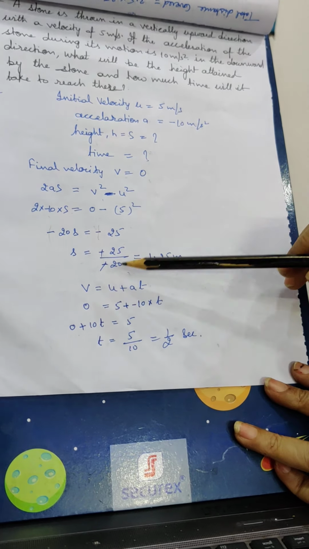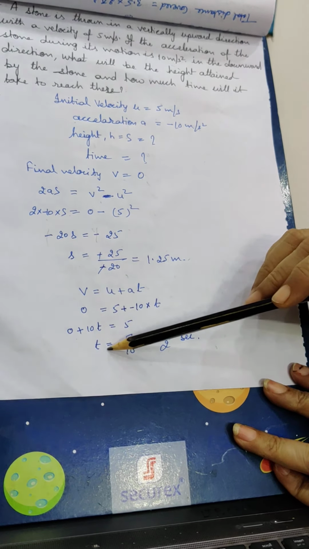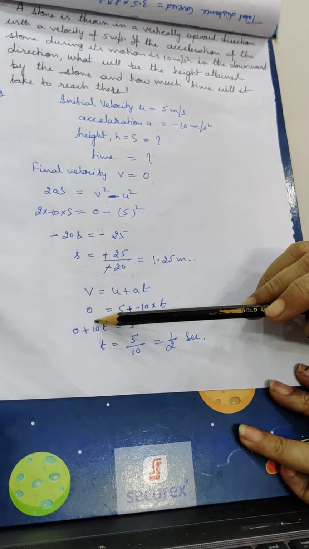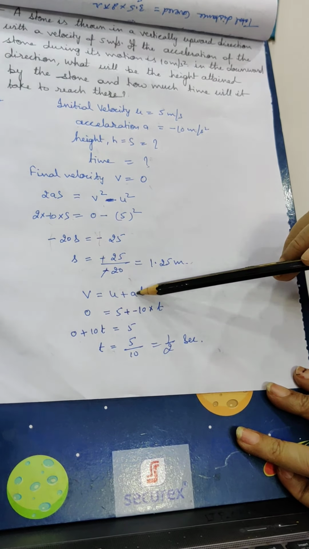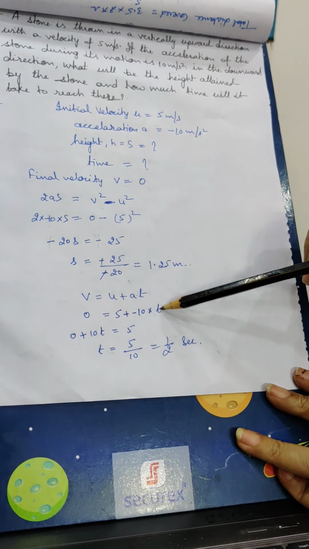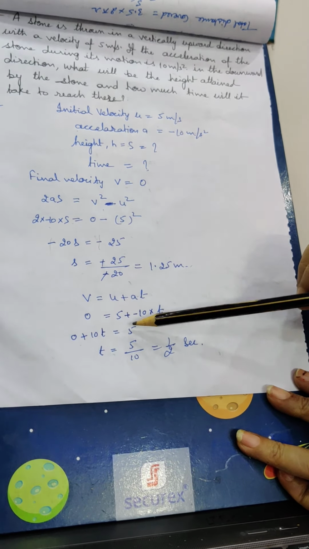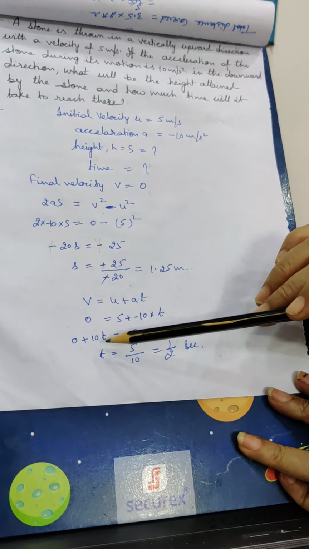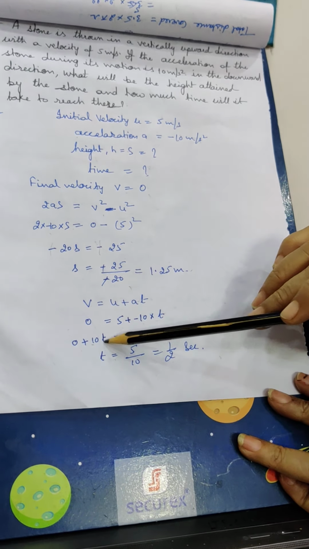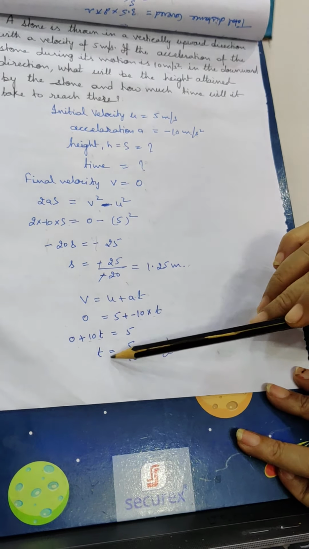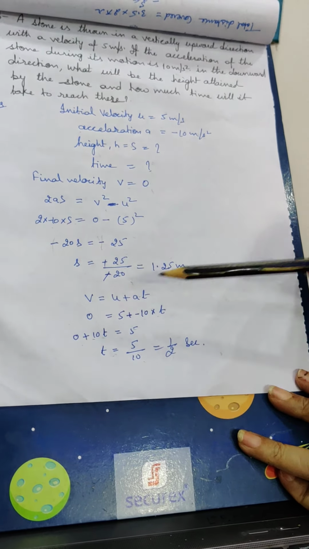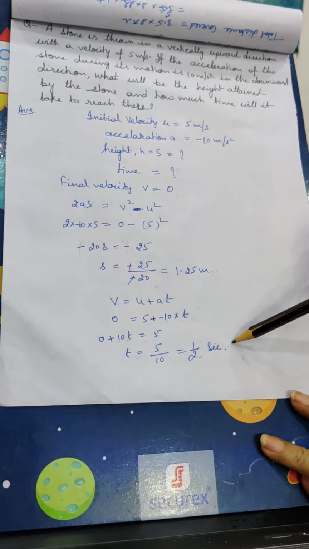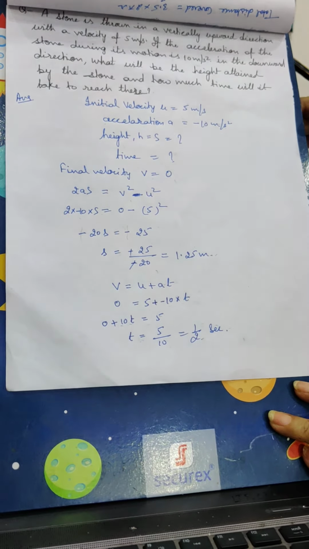Now we know v, we know s. For calculating time, we will use the first equation of motion. v is 0, u is 5, a is −10 into t. Now if we take −10t to that side, it will come positive. 10t = 5. t = 5 upon 10, that is equal to half a second, or 0.5 seconds. I hope this is clear to all of you. Thank you.